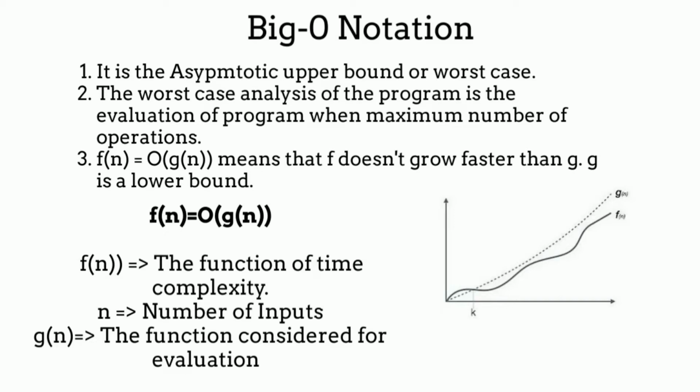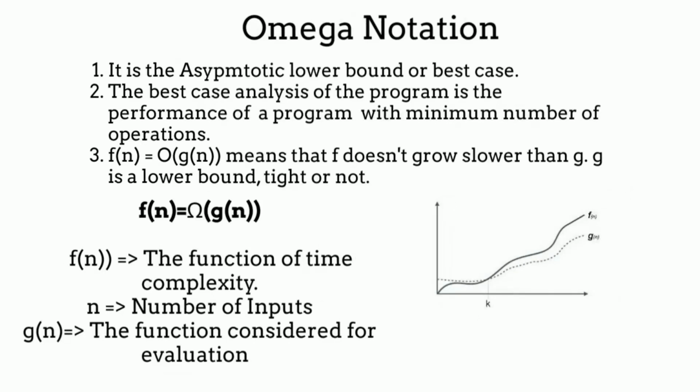So when we say f of n is O of g of n, it means the function f of n does not grow faster than g of n. What is g of n? G of n is the function or the performance metric that we have considered for a particular program, and we are evaluating that, where n is the number of inputs. That is the graph of g of n and f of n, where f of n is lagging behind. It does not go faster than g of n, where g of n is the function that we are measuring.